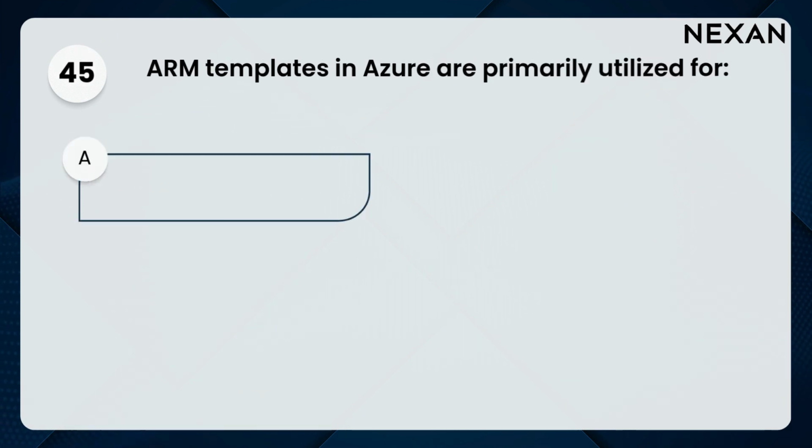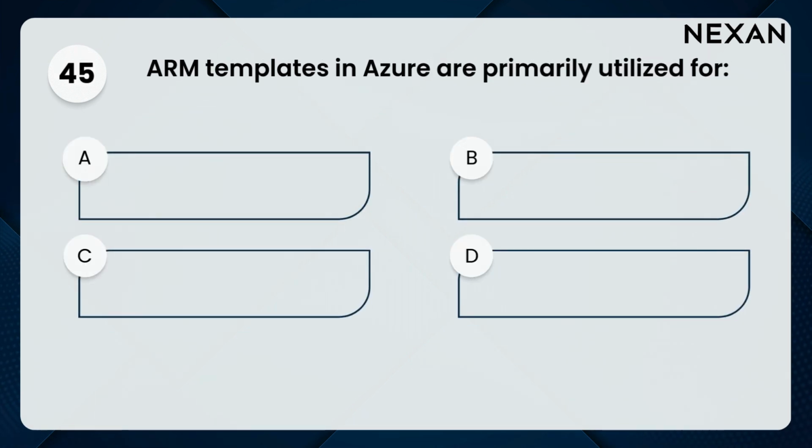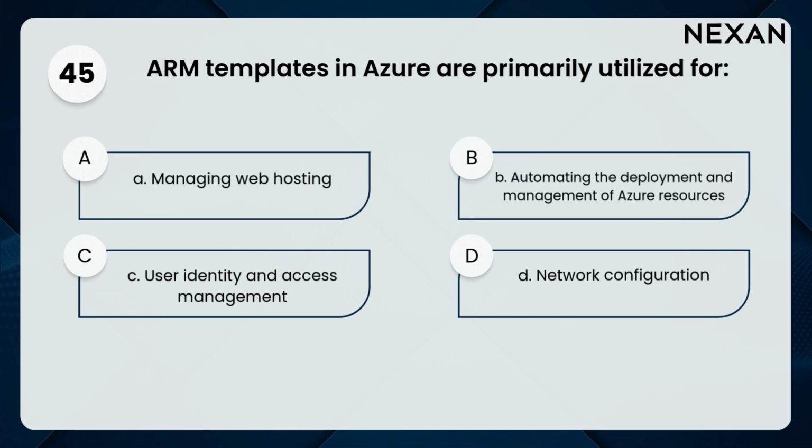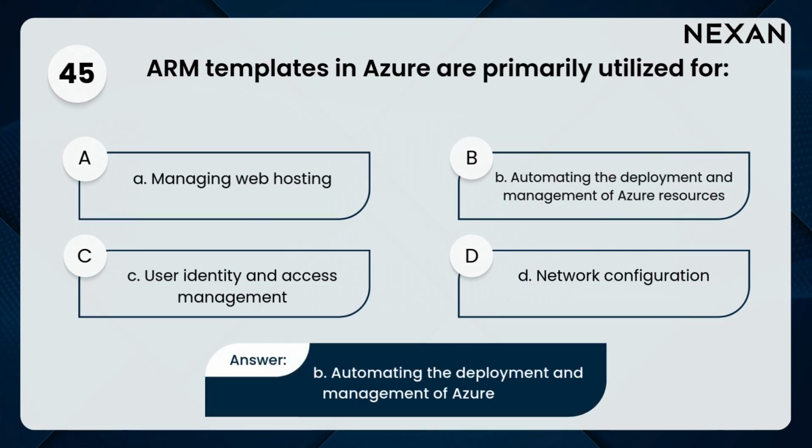45. ARM templates in Azure are primarily utilized for A. Managing web hosting, B. Automating the deployment and management of Azure resources, C. User identity and access management, D. Network configuration. Answer: B. Automating the deployment and management of Azure resources.